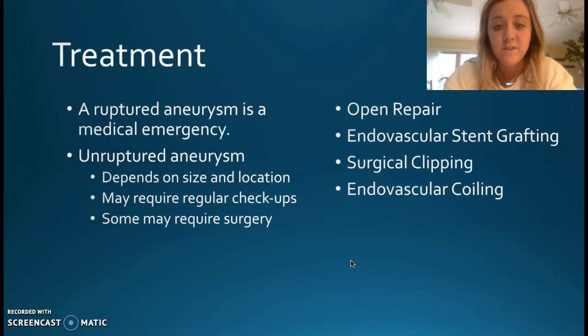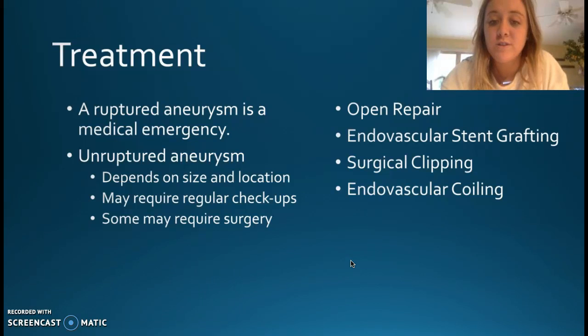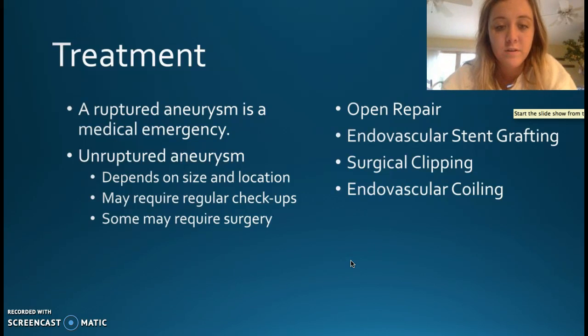So there are treatments for this. A ruptured aneurysm is a medical emergency and requires medical attention immediately, as I said before. An unruptured aneurysm depends on the size and location. Often it will simply require regular 6-month checkups to monitor the size. Some unruptured aneurysms may require surgery. For abdominal aortic aneurysms, you can do an open repair. With this open repair, you're making a large cut in the abdomen, and the weakened vessel is replaced with a graft made of man-made material.